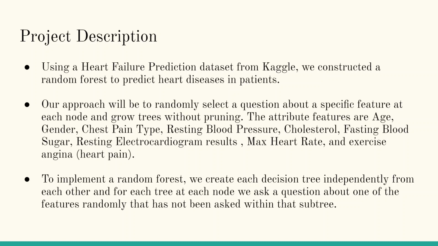in patients. Our approach would be to randomly select a question about a specific feature at each node and grow trees without pruning. The attribute features are age, gender, chest pain type, resting blood pressure, cholesterol, fasting blood sugar, resting EKG results, max heart rate, and exercise angina. To implement a random forest, we create each decision tree independently from each other, and for each tree at each node, we ask a question about one of the features randomly that has not been asked within that subtree.